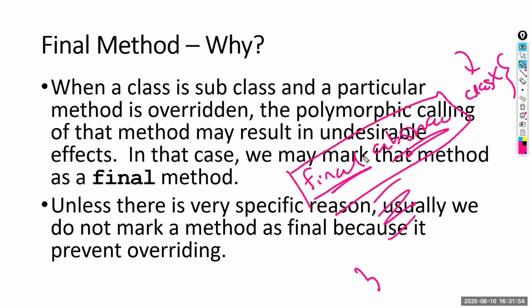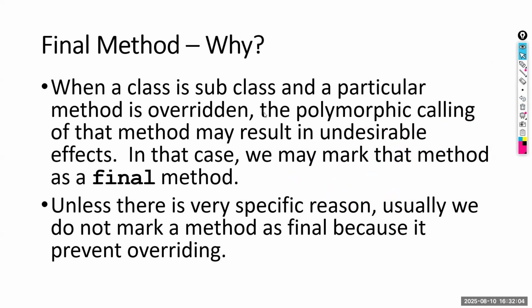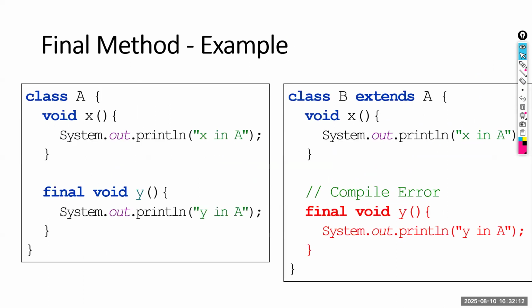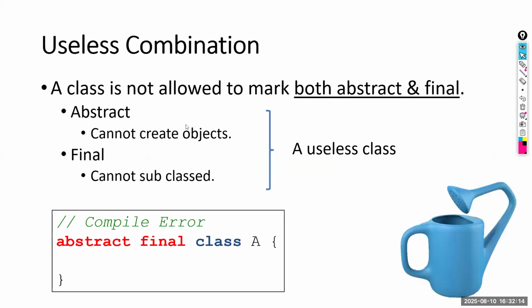In programming, Java has restricted this combination because it's a useless class. So if you mark a class as both final and abstract, you will get a compile error saying you are not supposed to do that because it's a useless thing. So therefore, a class cannot be both abstract and final because it's a useless scenario: you can't create objects and you can't use it for inheritance. So what is the purpose of having that class? Useless things are not allowed in programming.